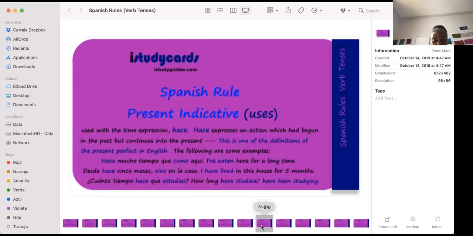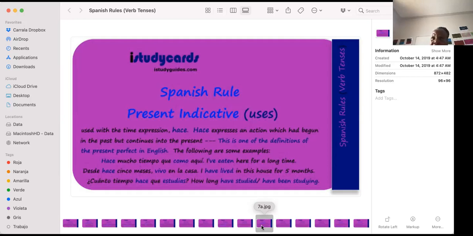Okay, and we use it when we're using the expression hace. It expresses an action which had begun in the past, but continues into the present. This is one of the definitions of the present perfect in English, but in Spanish, you use the present tense. We use the verb hacer, hace. Hace mucho tiempo que como aquí. I've eaten here for a long time.